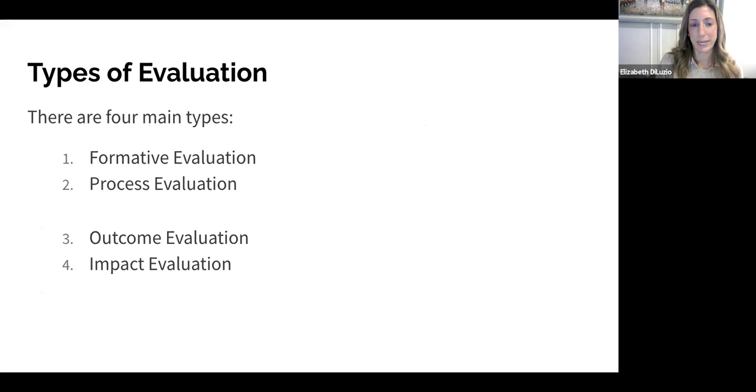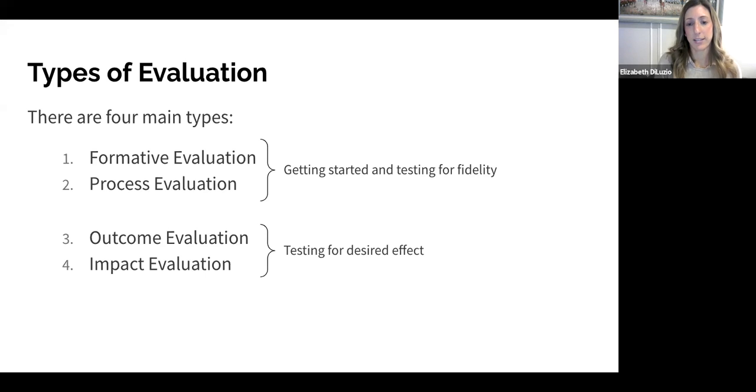So those are the four main types. Just to chunk this in a different way for you: the first two are often used when we're getting started and we're testing for fidelity. And then the last two are when we're testing for the desired effect or impact.